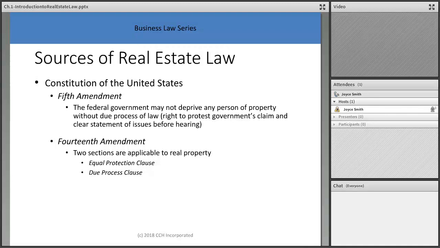Sources of real estate law. We have a Constitution that creates a lot of our law. We have the Fifth Amendment. The federal government may not deprive any person of property without due process of law, which is the right to protest the government's claim, and clear statement of issues before a hearing. So this is the due process, our legal process. We also have something called the 14th Amendment. Two sections that are applicable to real estate property are equal protection clauses, the equal right to have access. Fair housing comes into this, creditworthiness, things like that. And then the due process clause, how we go about finding out whether there's issues or problems and how we resolve those.